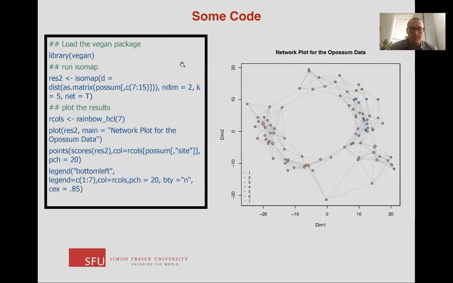So here's some code that shows how I perform this. There are a few different implementations of Isomap in R, and the one I've used here is in the vegan package.